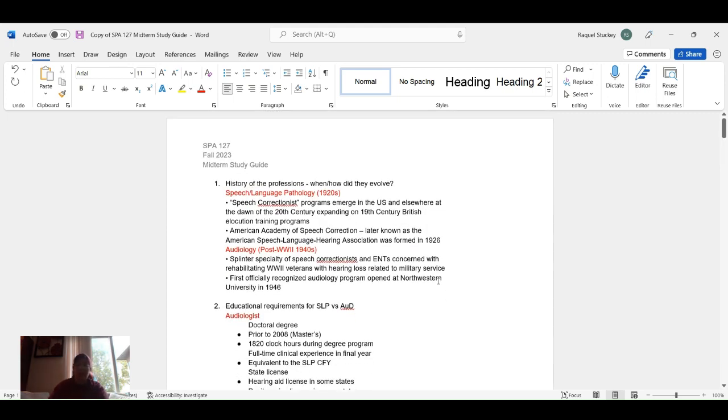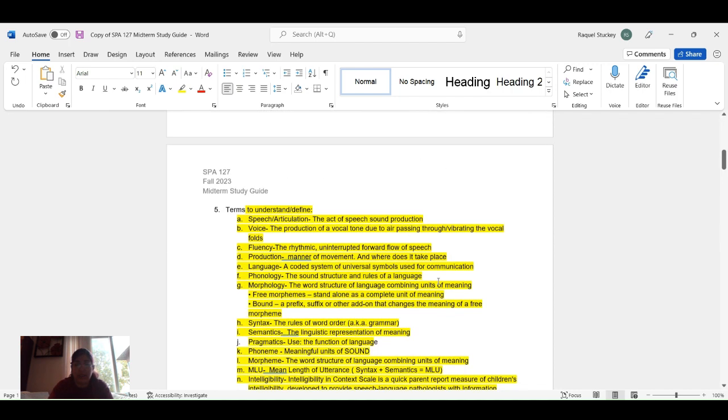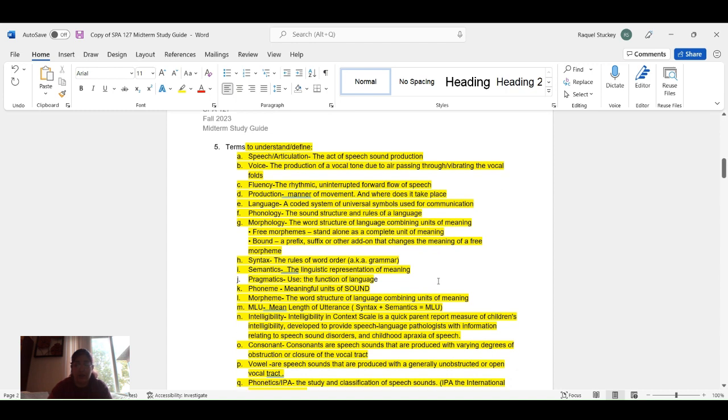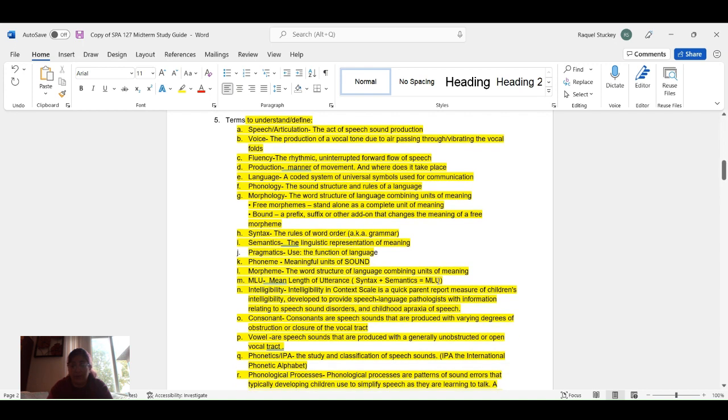Today we're going to study for the midterm study guide for SPA 127. We'll start out with what are the three main types of articulation errors? Deletion, distortion, substitution.